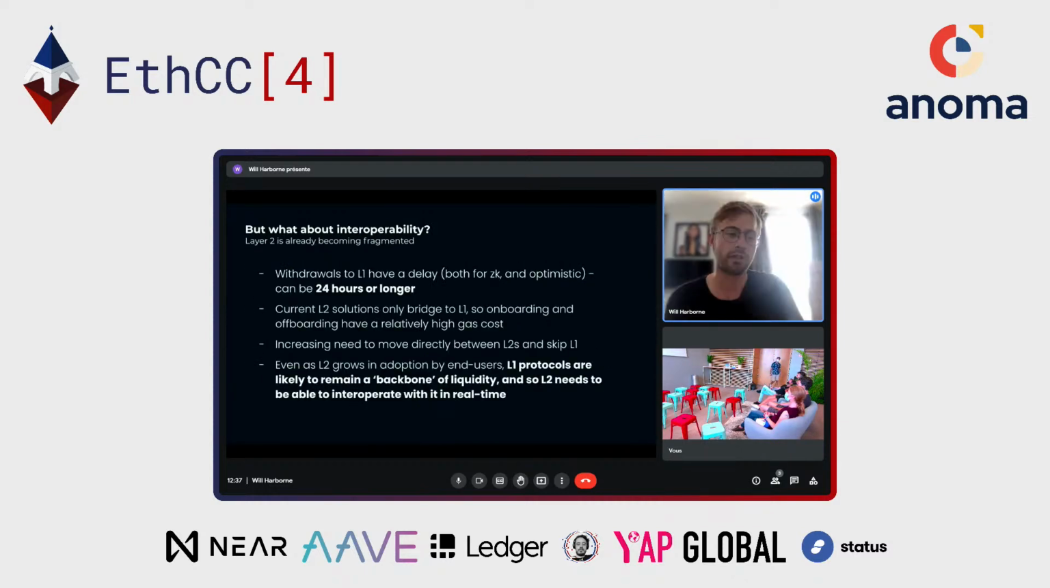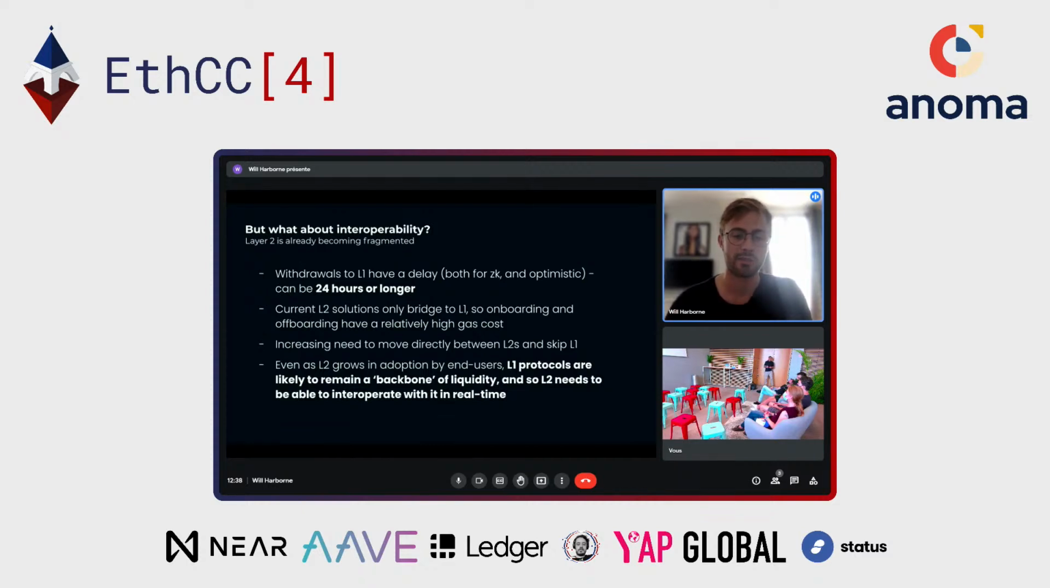So one of the most obvious issues here is that withdrawals from Optimism or DeversiFi or Loopring take some time, and there are different reasons for that, but it can be 24 hours or longer. In the case of a zero knowledge rollup, it's because of the time taken to actually generate the zero knowledge proof that's then submitted on chain and verified. In the case of optimistic rollup, it's usually because there has to be a delay period before the state can be finalized on layer 1. And that, of course, leads to serious UX issues, but also means that it's very difficult to then move directly between different layer 2s.